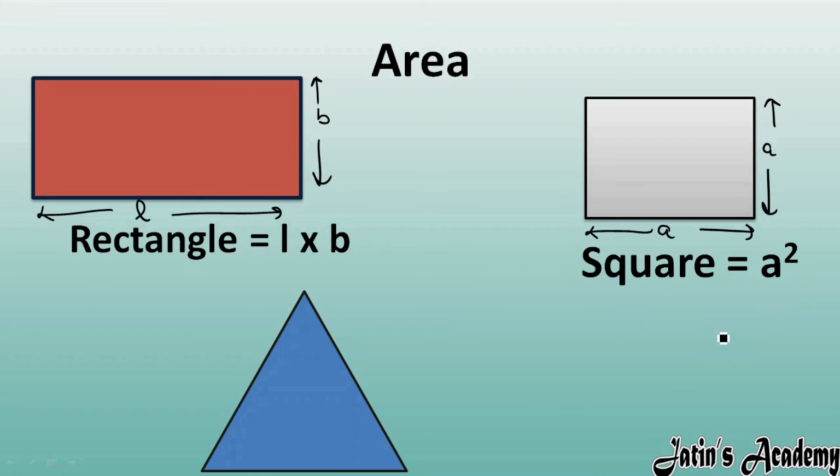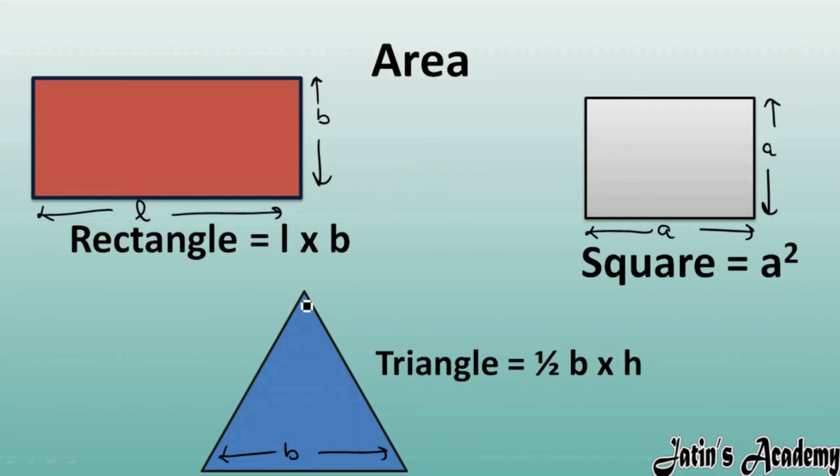Fine. Next we have the triangle. So how do we find the area of a triangle? By using the formula 1 by 2 base multiply height. This is the base of the triangle and this is the height of the triangle. By knowing the base and height, we can simply use the formula 1 by 2 base multiply height in order to find the area of a triangle.